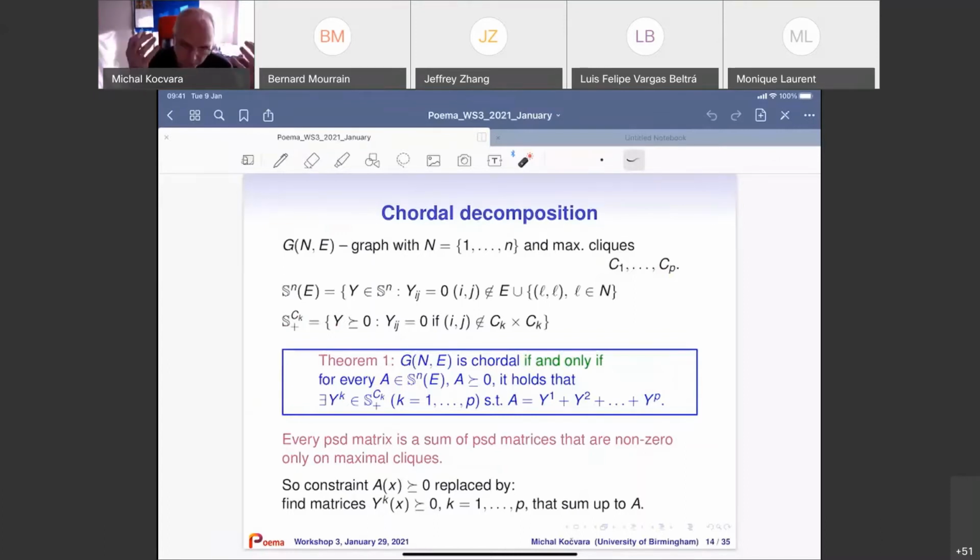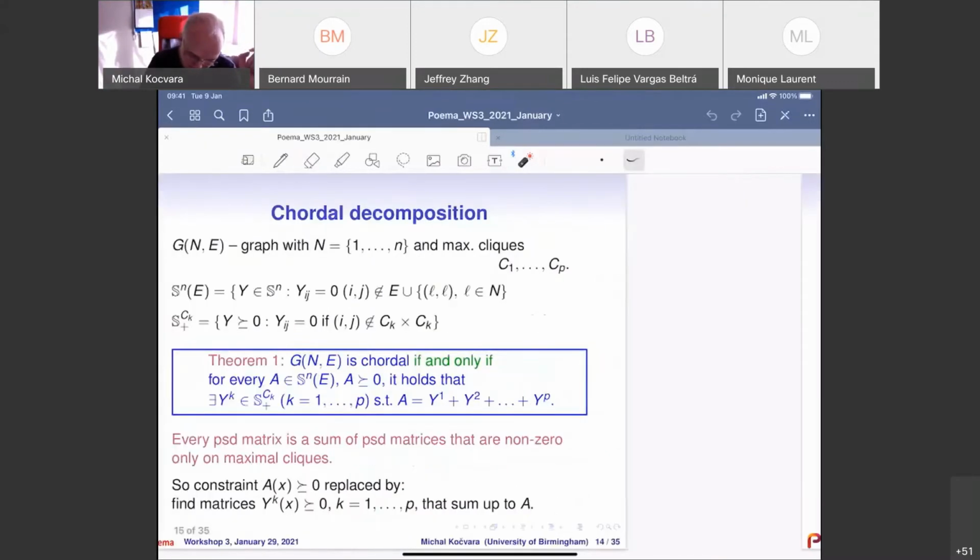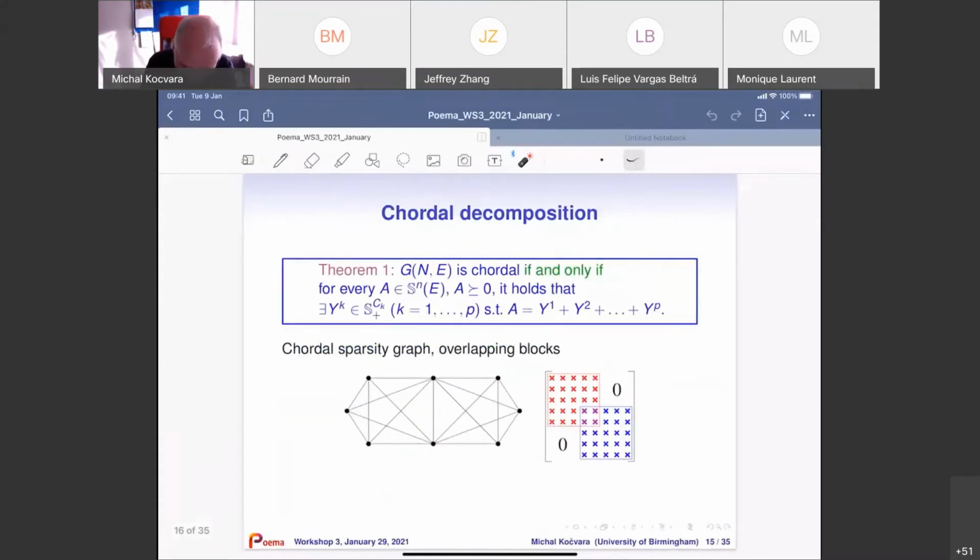Now, from the point of view of semidefinite optimization, this means that a constraint, an LMI, with that matrix A can be replaced by a number of smaller constraints, smaller LMIs, with some so far unknown matrices Y_K, which sum up into my matrix A. So here is a small example.